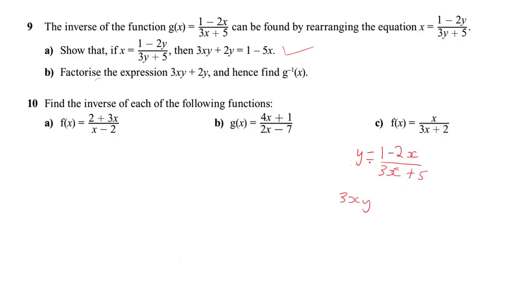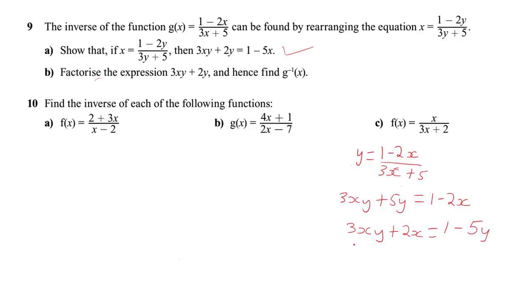3xy. So you times that by that, and then times that by that, plus 5y. Okay, now that's going to be equal to 1 minus 2x. Now remember, it's about making x the subject. So to do that, bring the x's on one side. So I've got 3xy, and this minus 2x, bringing this side, it's going to be 2x plus 2x. On this side, I'm going to have 1 minus 5y.